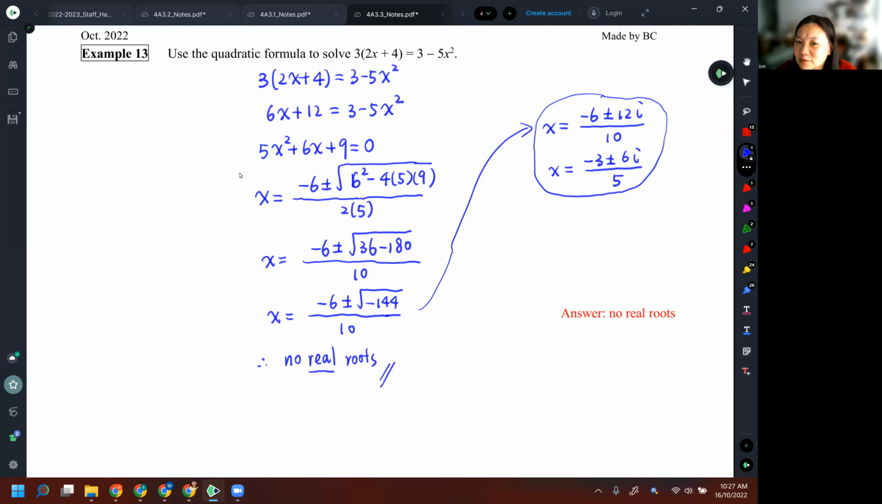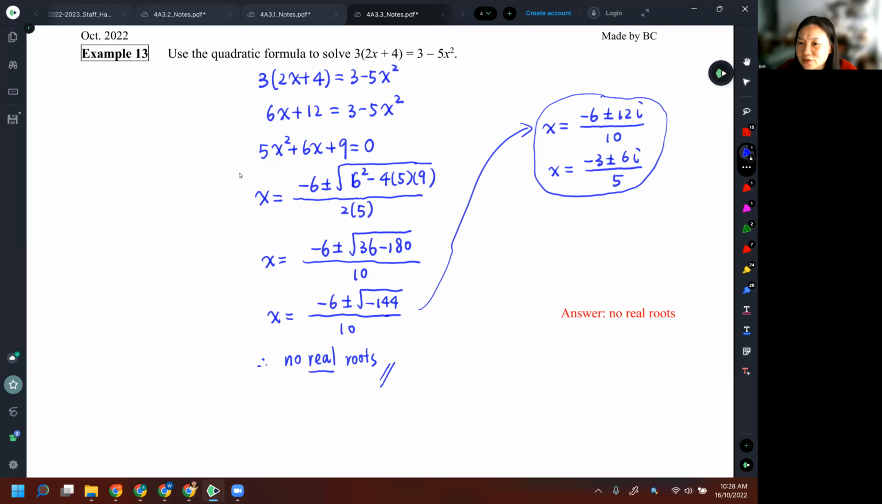I think we've done this before. Remember, in the graphical method, sometimes the graph does not intersect the x-axis. Therefore, that equation does not have a solution. In this case, example 13, when you use the quadratic formula and after simplifying you get imaginary, that also means there are just no real numbers. They don't satisfy this equation. So there are no real roots.